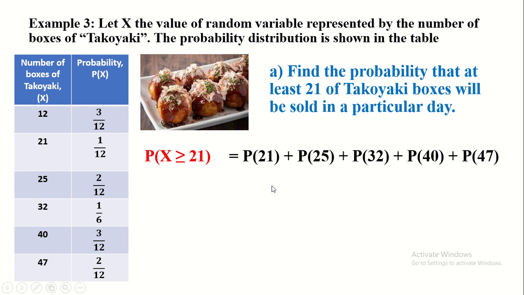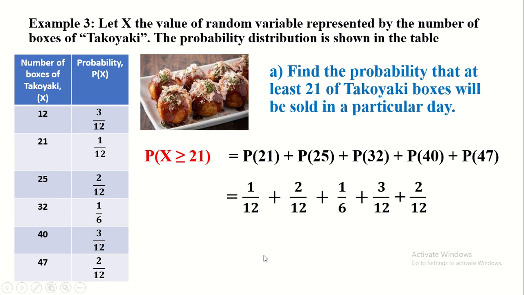After those things, i-substitute po natin siya dito sa probabilities. Okay. Probability of 21, that is 1 over 12. Probability of 25, that is 2 over 12. Probability of 32, that is 1 over 6. Probability of 40, that is 3 over 12. And probability of 47, that is 2 over 12.